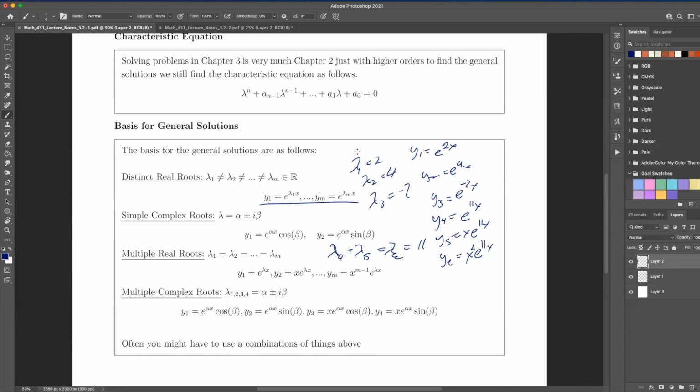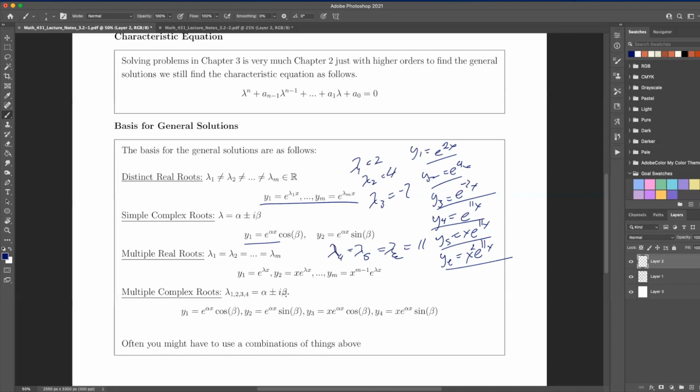So that makes sense. If I got all these as roots to my characteristic polynomial, if they're distinct, go ahead and just write them out by themselves. If they're multiple real roots, then no matter what lambdas they fall in, just go ahead and add x's for every time you have it repeated. And then for simple roots, we'll have what we had before. So if I only have one set of complex numbers, which are different, I'll have e to the ax cosine bx, e to the ax sine bx.